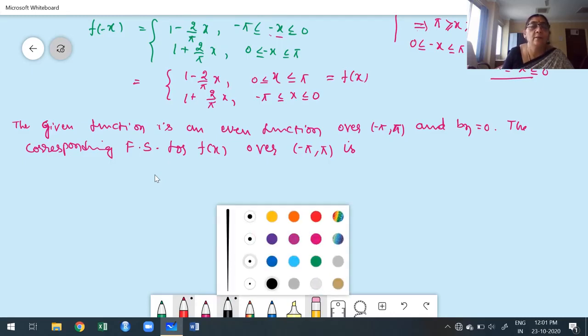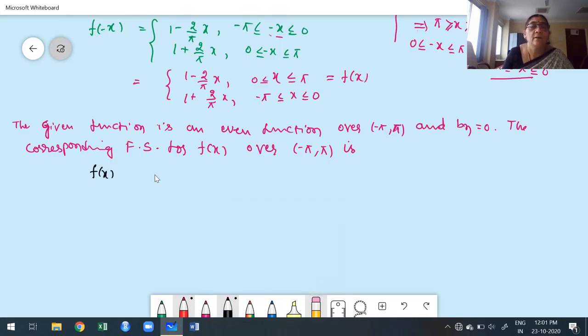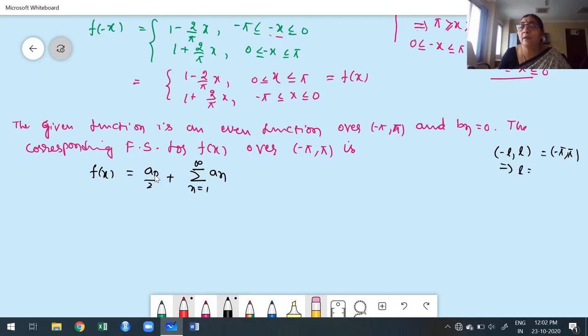f of x equals a naught by 2 plus summation n ranging from 1 to infinity an. Before moving to the next step, first I have to know the value of L. Our limit is minus pi to plus pi, that implies L is pi, the upper limit. Therefore, n pi x by L is n pi x by pi, cancelled, we get nx.